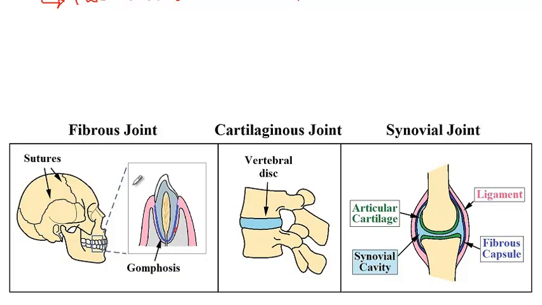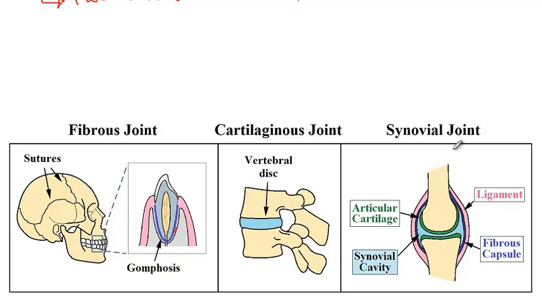The next form of joint is the cartilaginous joint that allows slight movements, for instance the vertebral disc, where there could be some bending but not too much. And then the next type of joint is a freely movable joint that is known as synovial joints.